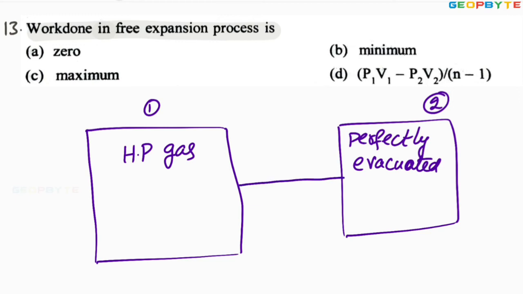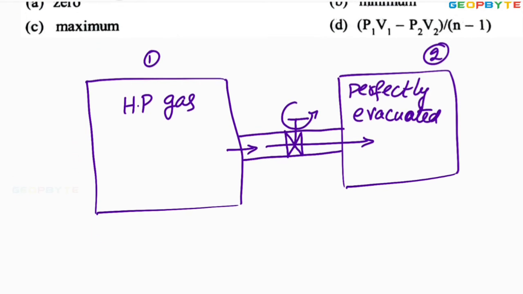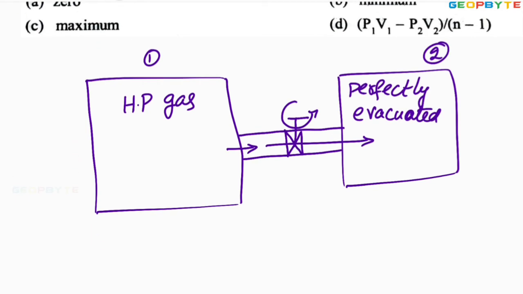Now I am connecting these two tanks by a valve mechanism. Once the valve is opened, the gas is rushed towards the evacuated region from the high pressure gas region. The gas is freely expanding from tank 1 to tank 2, or high pressure region to perfectly evacuated region. Such kind of process is called free expansion process.